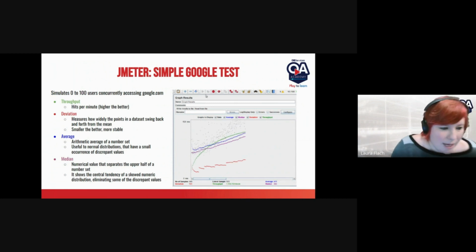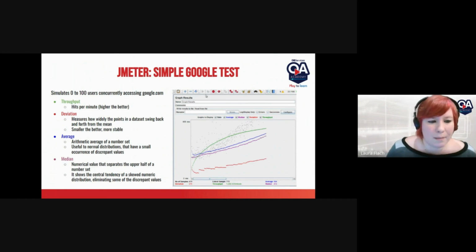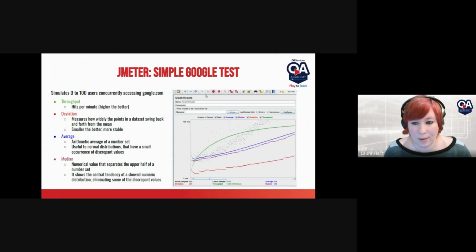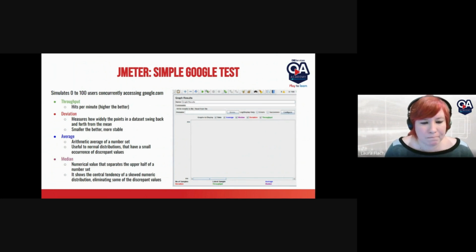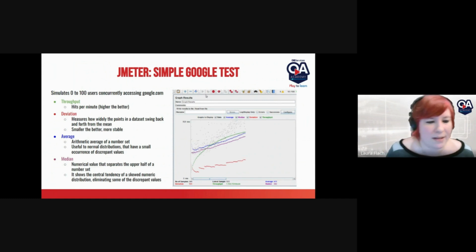The deviation basically measures how widely the points in a data set swing back and forth from the mean. This is the red line there. So basically, it shows how stable your system is. If this number is really small, it shows little volatility, so your system is more stable. So the less the better in this case.